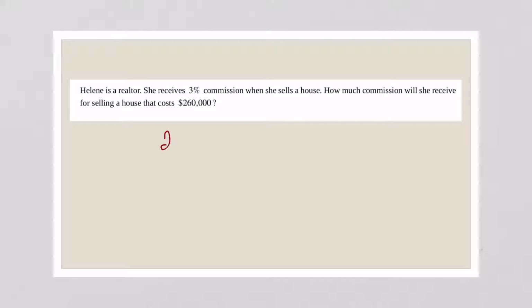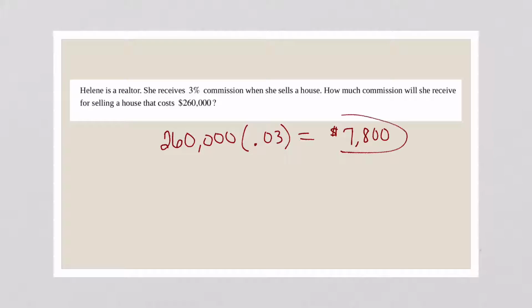So you take 260,000 times, don't forget we have to change that to a decimal first, times 0.03. So on my calculator I'm typing in 260,000 times 0.03, and I get $7,800. That is her commission on selling that house right here.